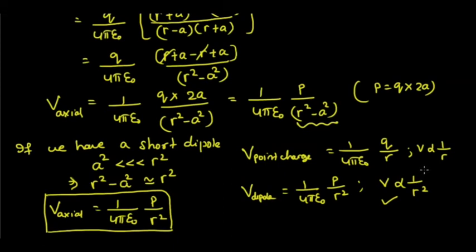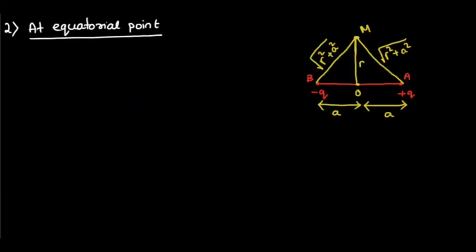That's why the potential falls very rapidly in case of a dipole as compared to a point charge. So students, this is the expression for the electric potential due to a short dipole at its axial point. And now we will go to derive the expression for the electric potential due to a dipole at its equatorial point.